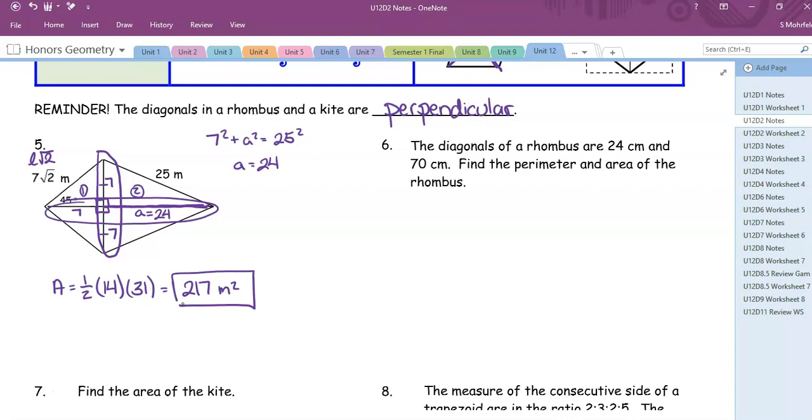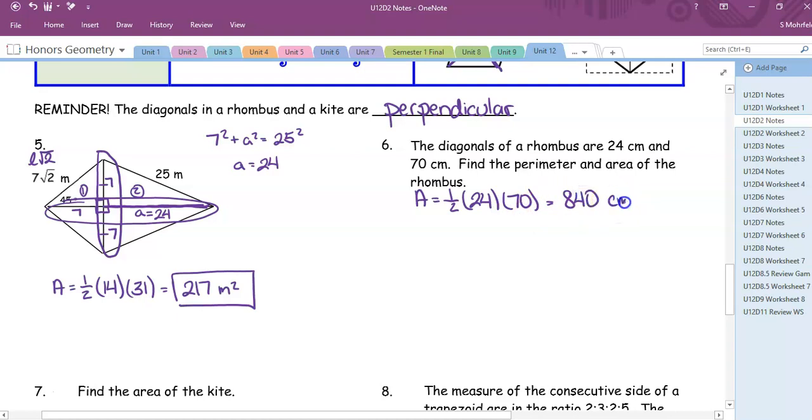Okay, number 6, the diagonals of a rhombus are 24 centimeters and 70 centimeters. Find the perimeter and the area of the rhombus. Well, good news for us, we can easily find the area already because it gave me both the diagonals. Area equals 1/2 times 24 times 70, and that should give you 840 square centimeters.